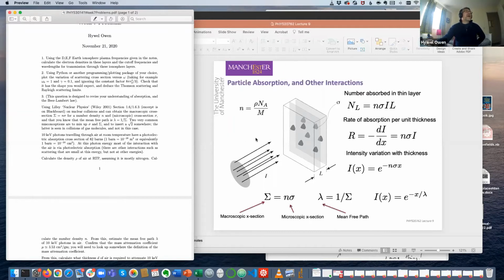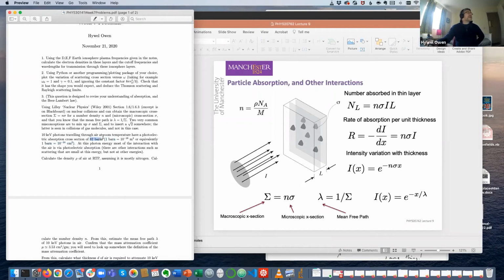But the effective area of the nitrogen atoms have an absorption cross section of 82 barns. Now, I noticed that when I posted this up, I put this down as 10 to the minus 28 centimeters squared as well. I apologize for that. 1 barn, of course, is 10 to the minus 24 centimeters squared. And we're going to use a barn as a very convenient unit.